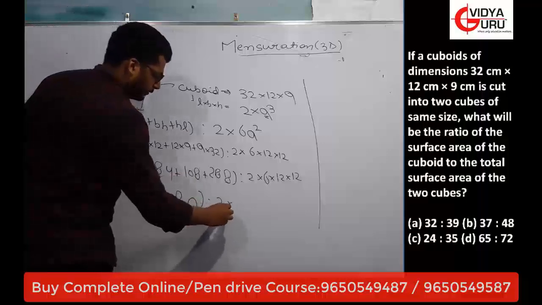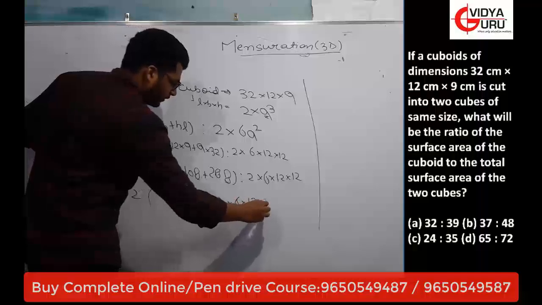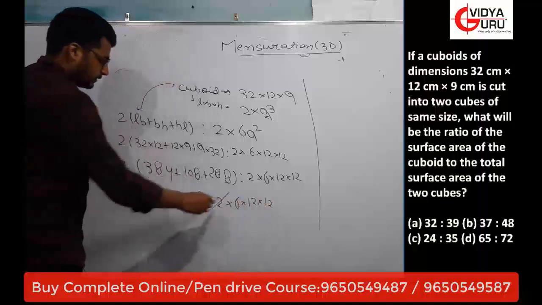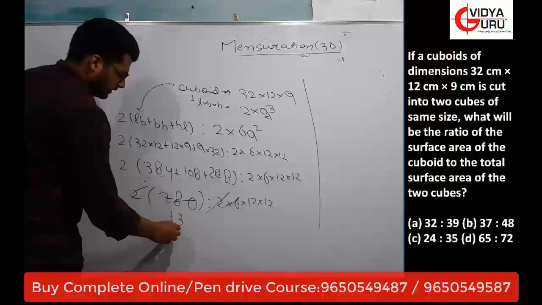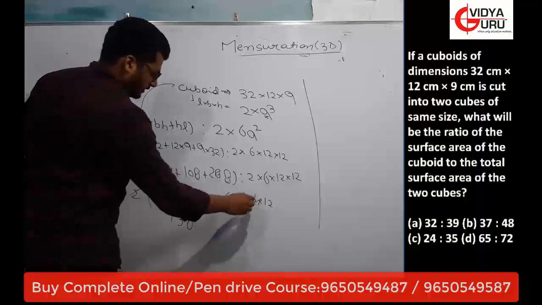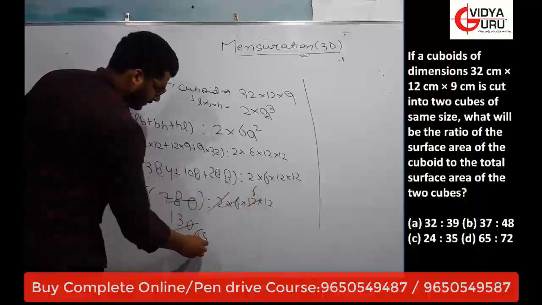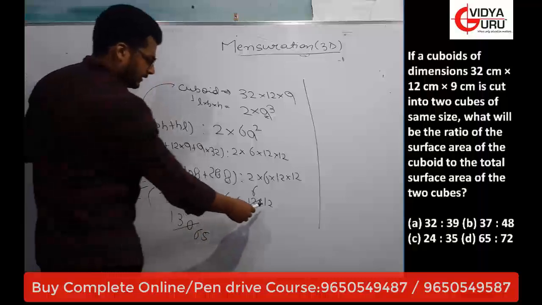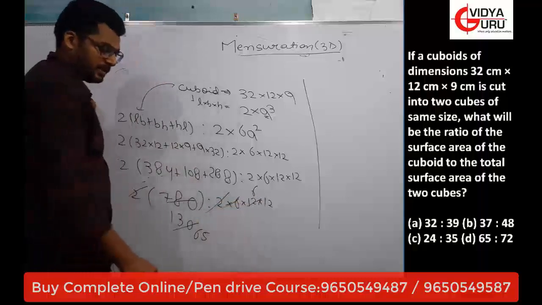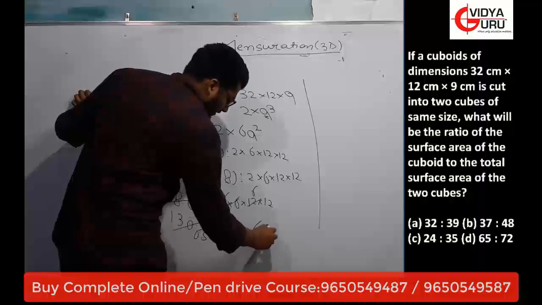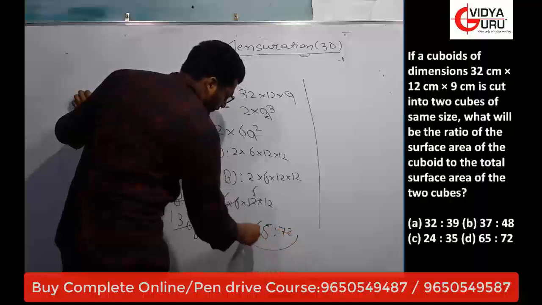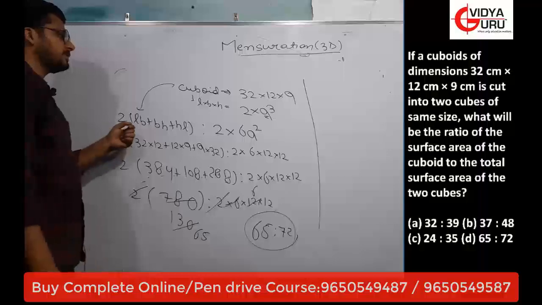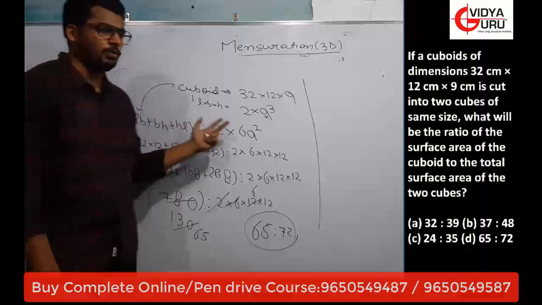And here 2 into 6 into 12 into 12. This 2 will be cancelled out. 780 divided by 6 is 130, and 130 divided by 2 is 65. So 65 is left here, and 12 times 6 is 72. So what will be the answer? The ratio 65 to 72. This will be the ratio of the surface area of the cuboid and the two cubes.